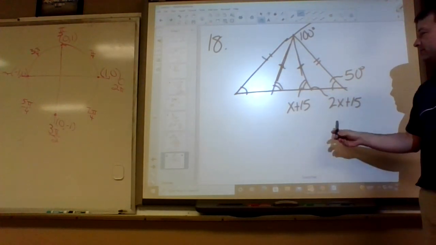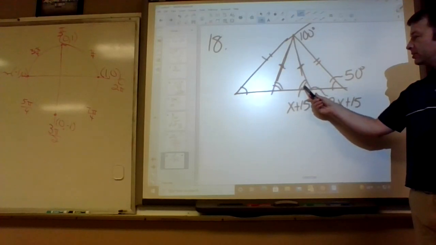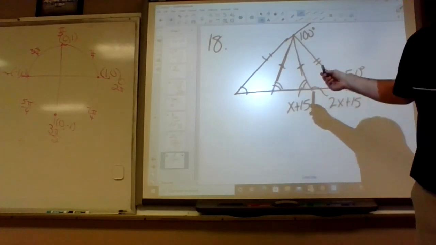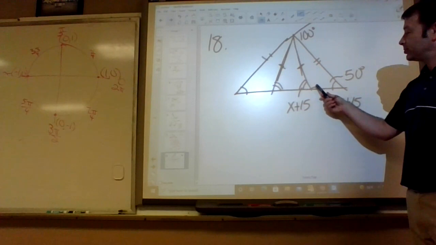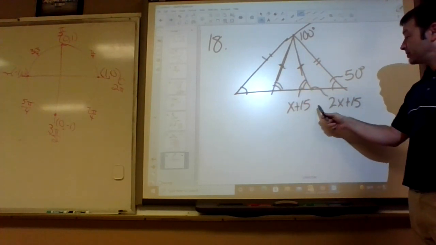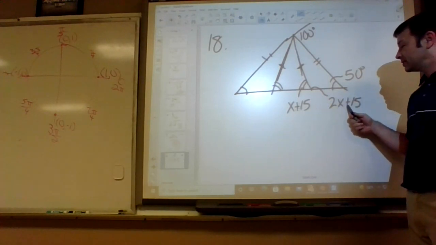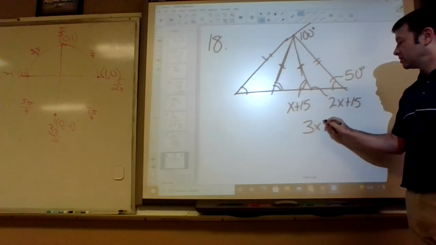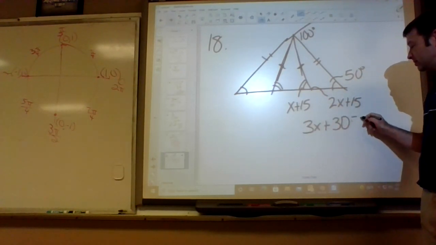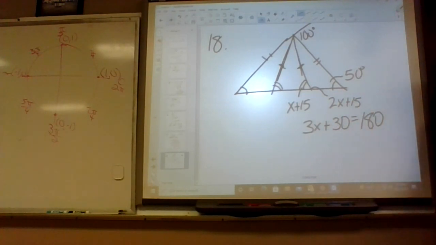plus 15. Okay, what do we know about these two? They have to add up to 180, right? They make a straight line together. So this plus this equals 180. What's this plus this simplified to? 3x plus 30. X equals 50.